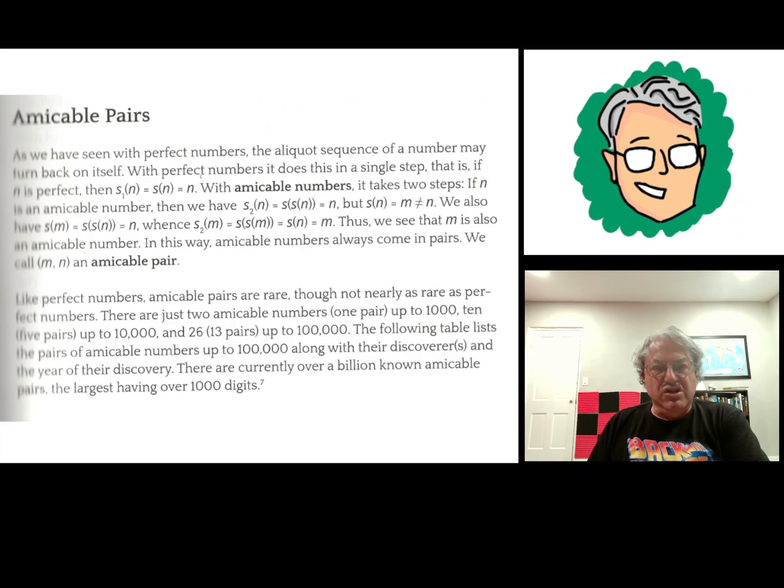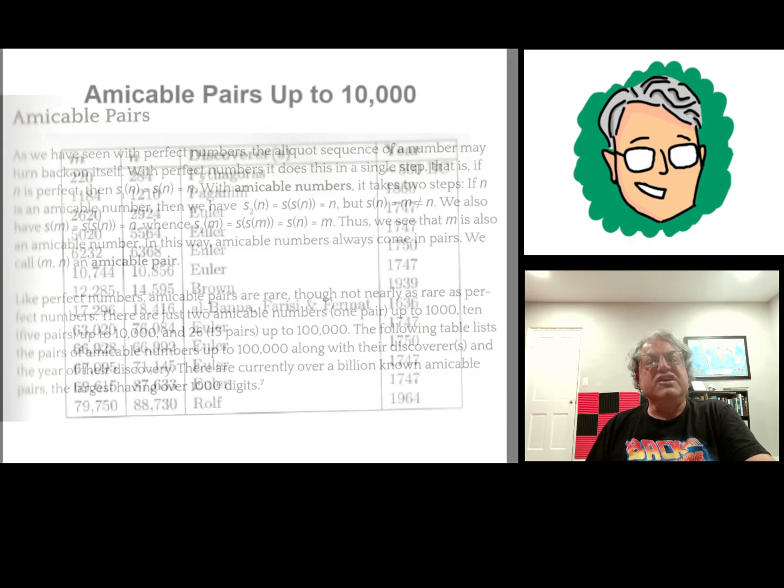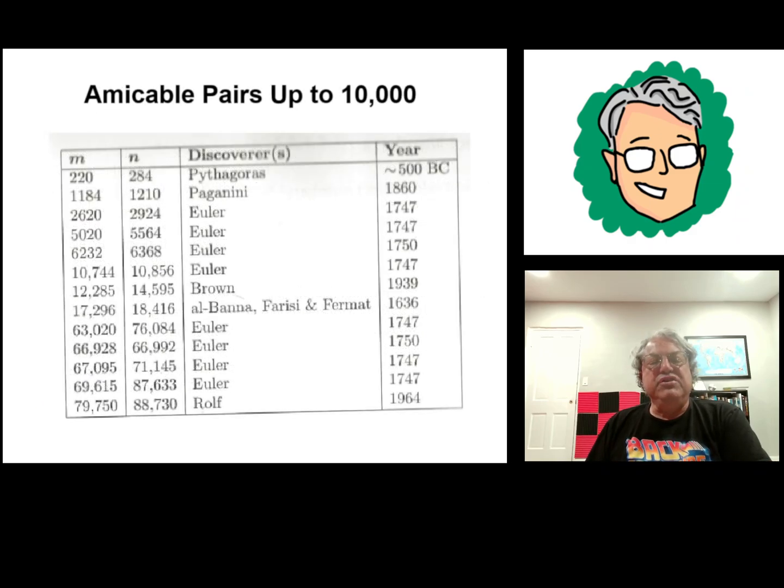And it turns out amicable numbers are kind of rare too, but they're not anywhere nearly as rare as perfect numbers. As a matter of fact, I think there's already over 1 billion known amicable pairs. I mean, computer scientists have been looking for them for a long time, and it was hard to find them at first. I'm gonna show you a little table here. These are all the amicable pairs up to 10,000, and I think this is kind of an interesting list because the last one was discovered in 1964. This actually required a computer.